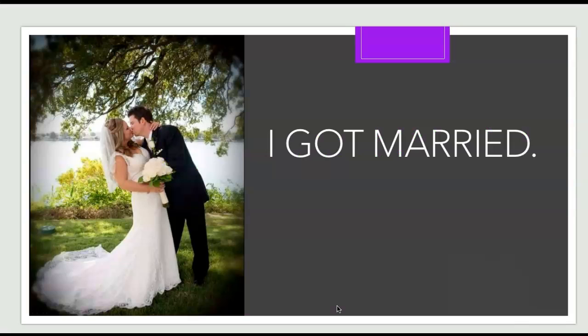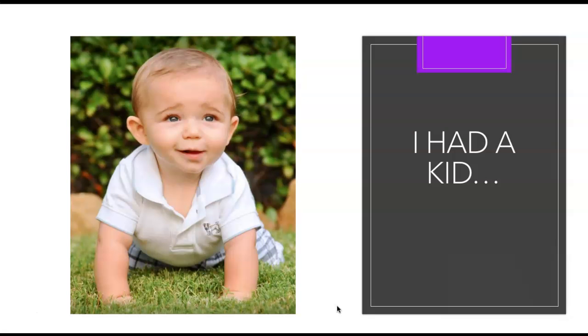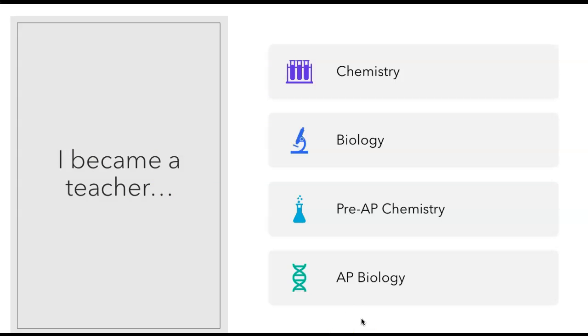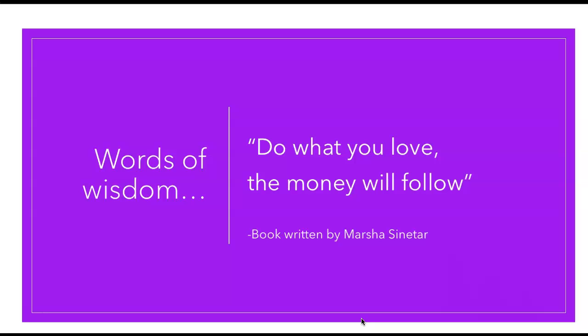But I got married. My husband's name is Justin, and I had a kid, and this is where everyone's always like, oh, look at his ears. They're so cute. Anyone that knows Jacob, he's such a little turkey. So this is Jacob. He is 8 years old. He's in Form 3 at St. Mary's Hall. And when I had him, I decided to become a teacher because of the schedule. I thought the schedule was a lot better for teaching, and it was supposed to just be temporary. I taught chemistry, biology, pre-AP chemistry, and AP biology. And I really fell in love with teaching. The words of wisdom I can give you is, do what you love, the money will follow.